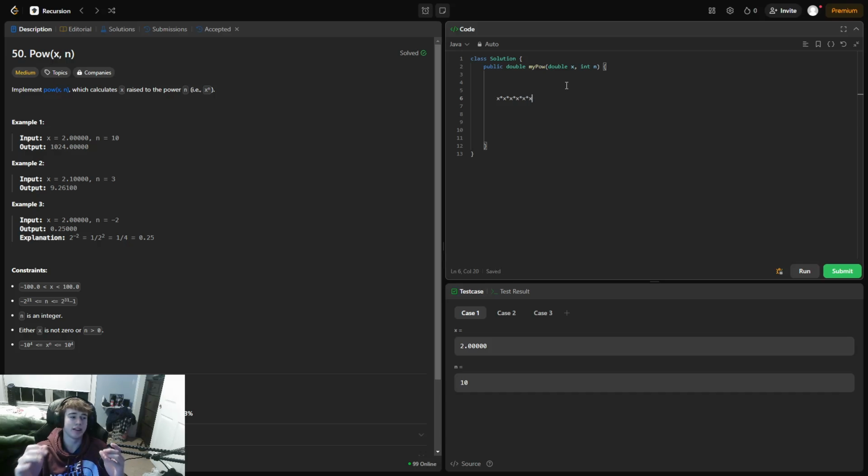Exponents is just x to the power of any number, just means x times itself that many times. So if it's x to the power of 5, it's x times x times x times x times x, 5 times. Just x times x 5 times. And that's how you calculate that. But in code, it's a little bit trickier.